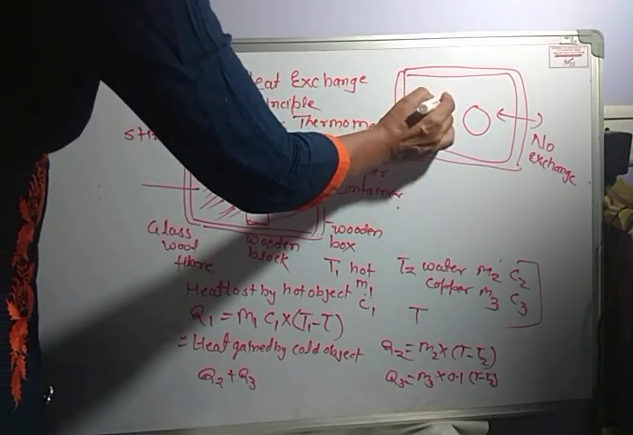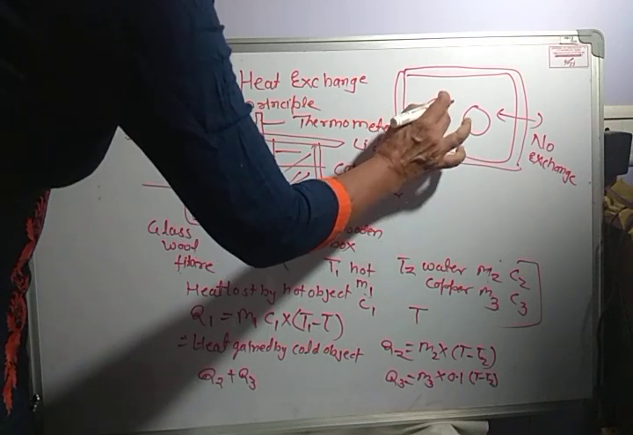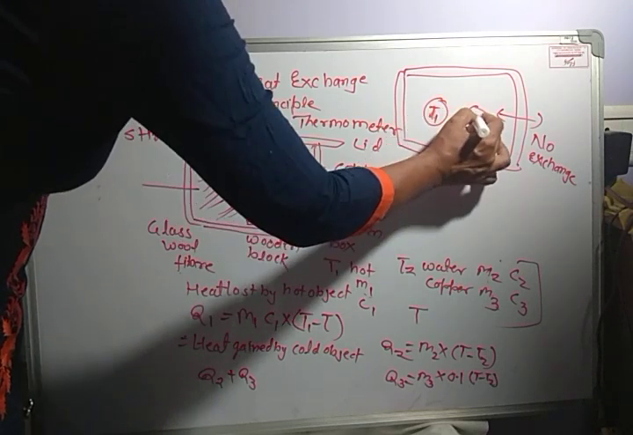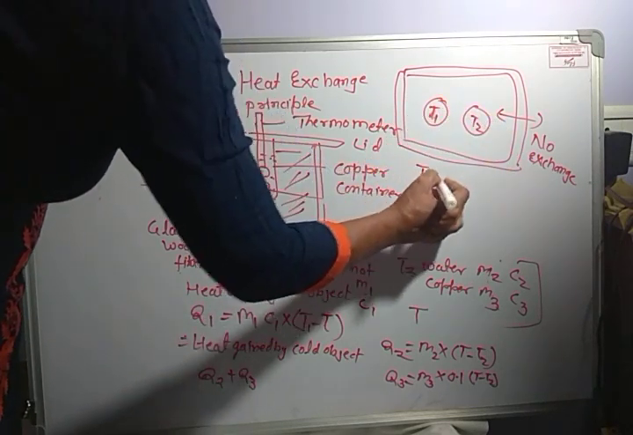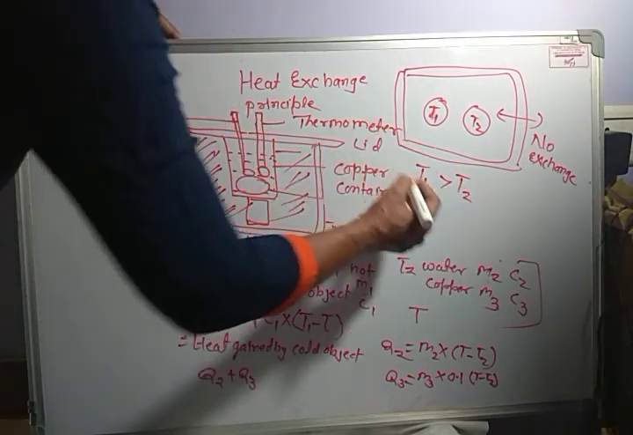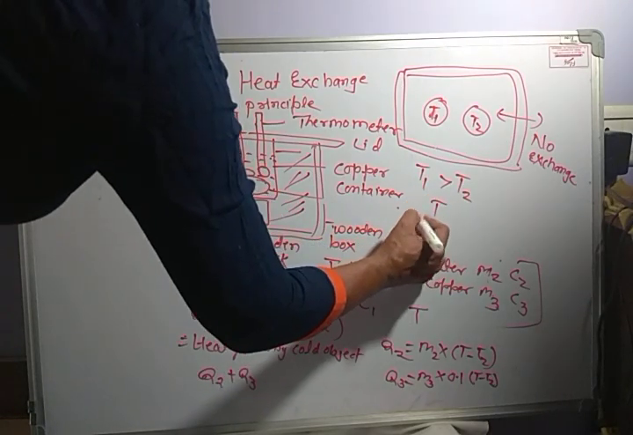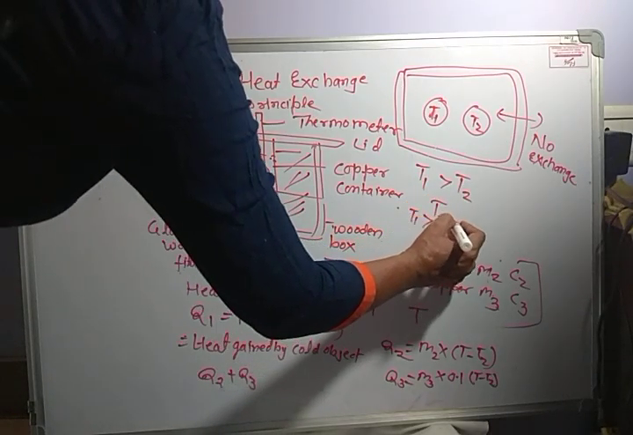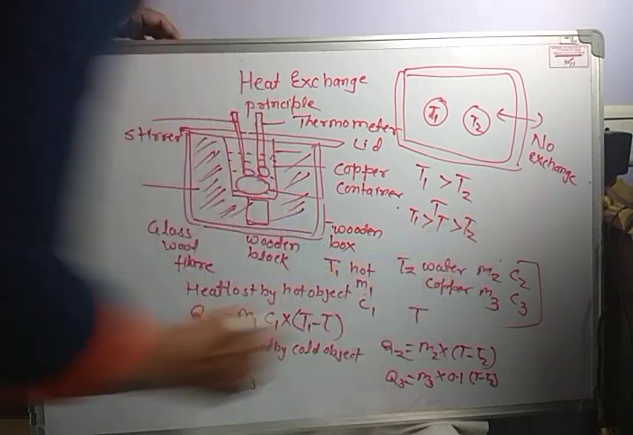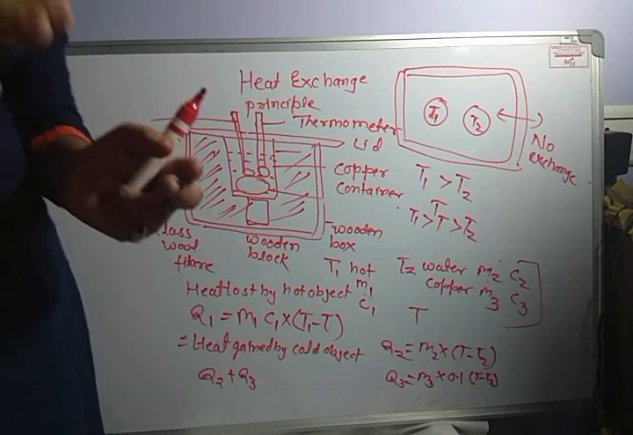The temperature of the hot object decreases and the temperature of the cold object increases, and both of them reach the same temperature T such that T1 is greater than T, which is greater than T2. That means heat has flowed from the higher temperature region to the lower temperature region.